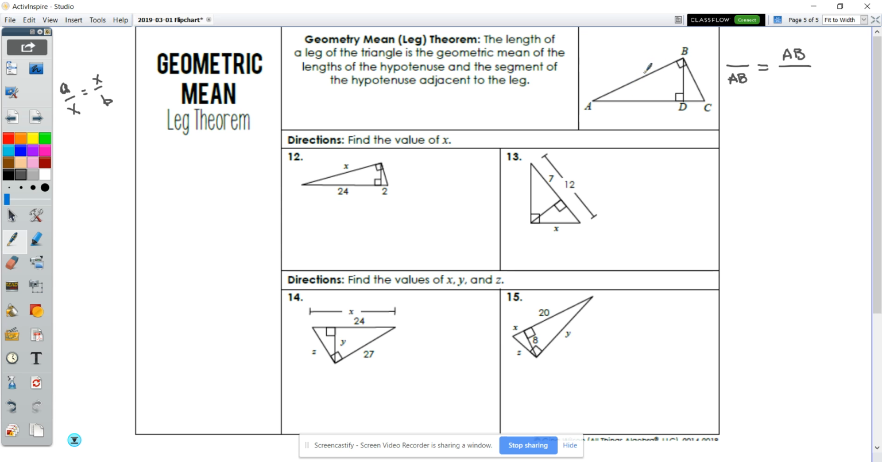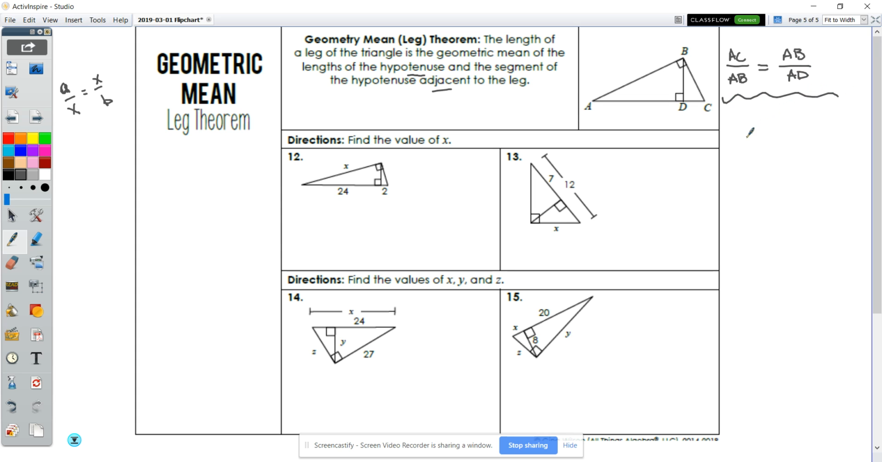of two things. One thing is the hypotenuse, in this case AC, and then the segment of the hypotenuse next to that leg. Adjacent means next to that leg. So the segment of the hypotenuse that's next to it would be AD.